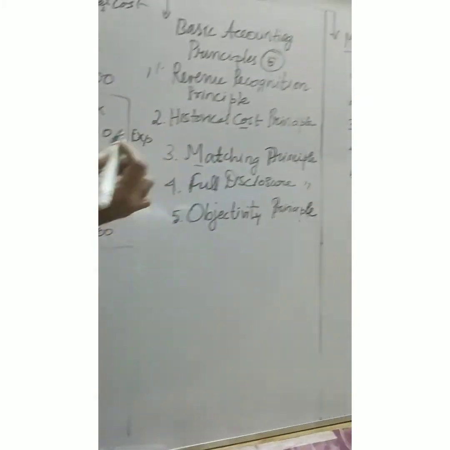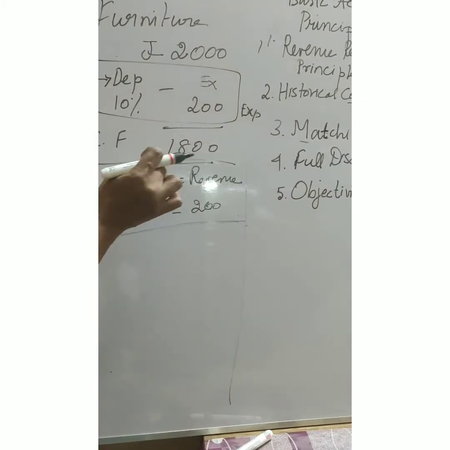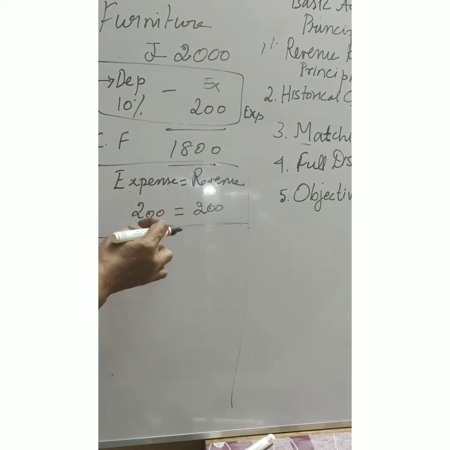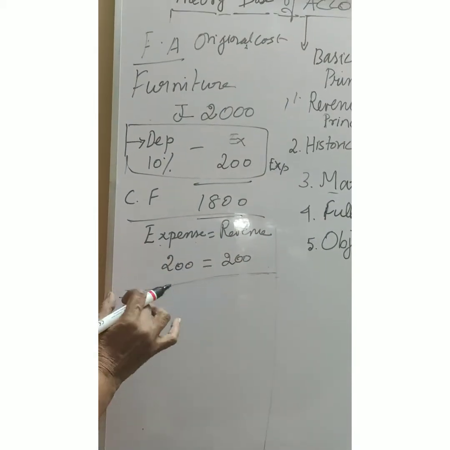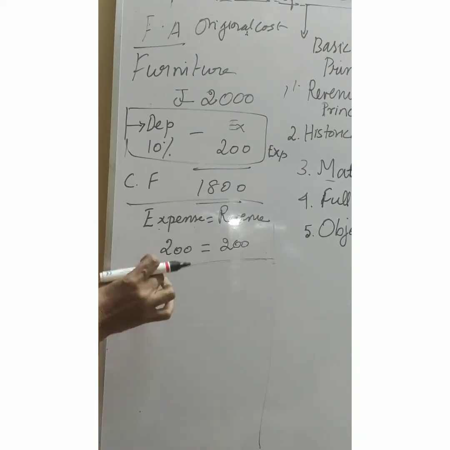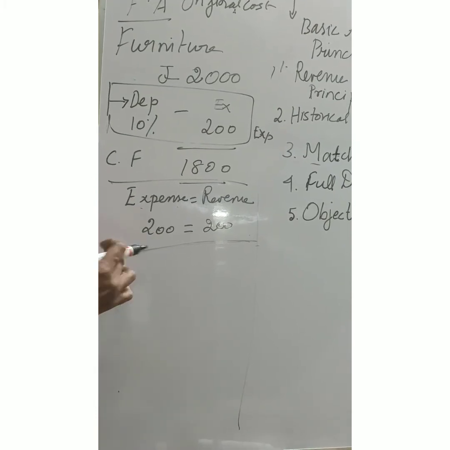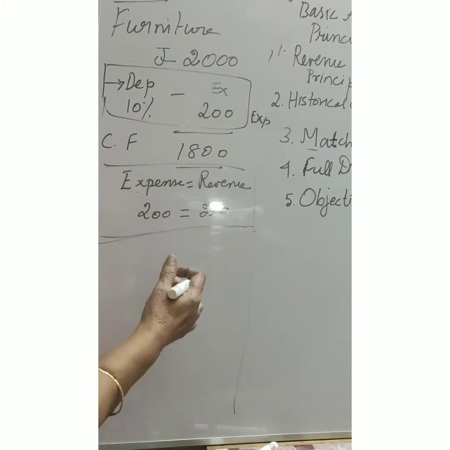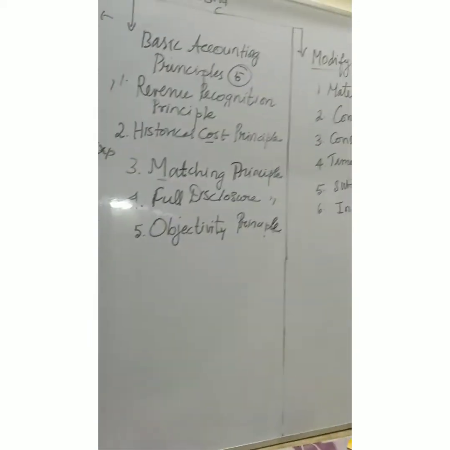So matching principle insists on the expenses being equal to revenue. Revenue is equal to expenditure or expenses. So each year when the accounts get closed, expenses should match the revenue. In certain exceptional cases, it does not match, so they will do some adjustment. Then full disclosure. What do you mean by full disclosure?